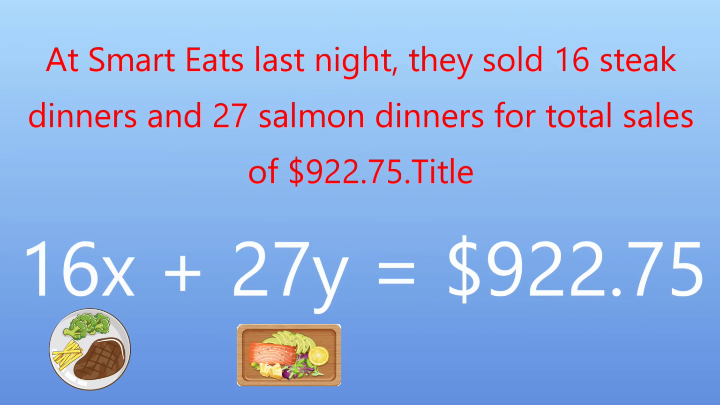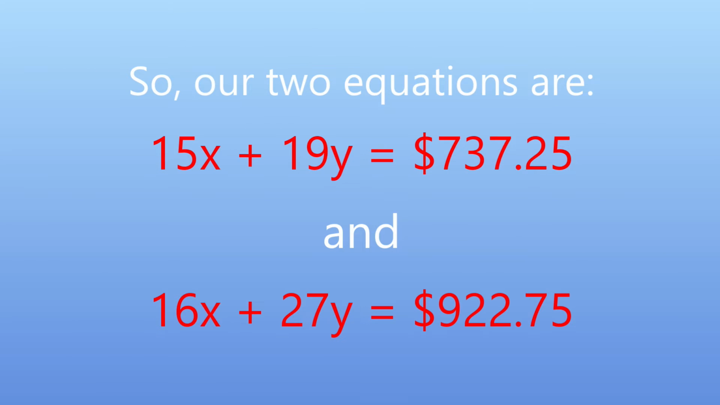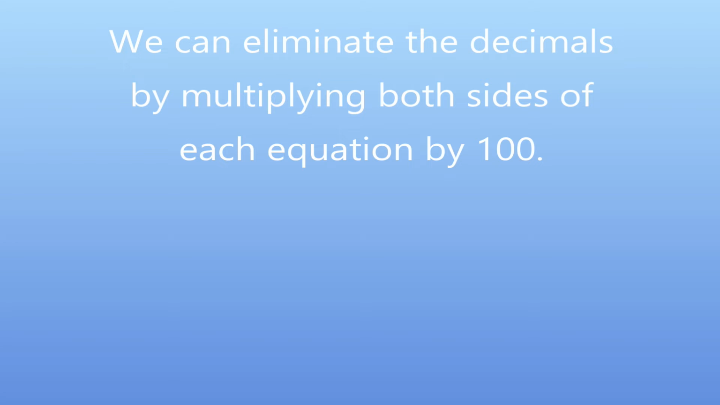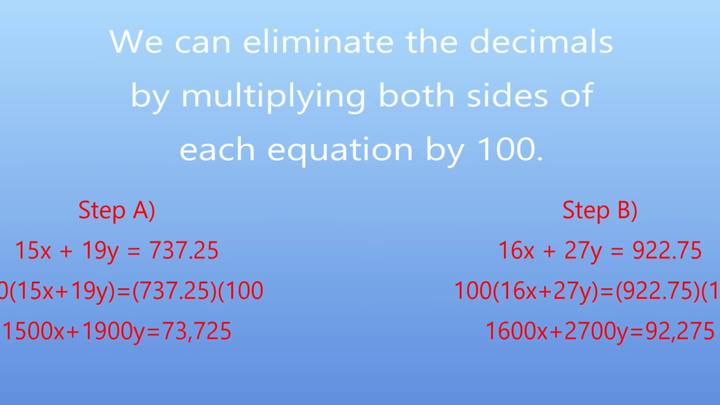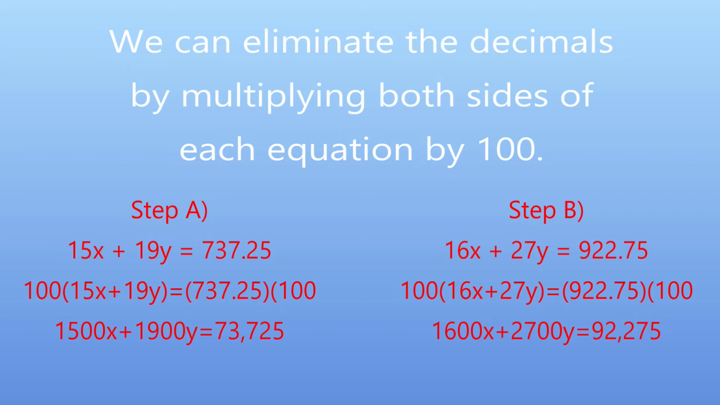$16x plus $27y equals $922.75. So, our two equations are 15x plus 19y equals $737.25, and 16x plus 27y equals $922.75. We can eliminate the decimals by multiplying both sides of each equation by 100.